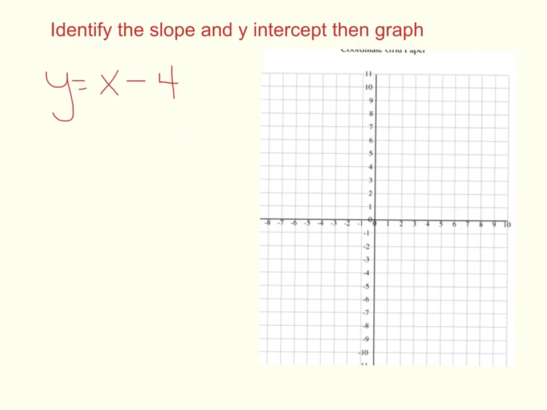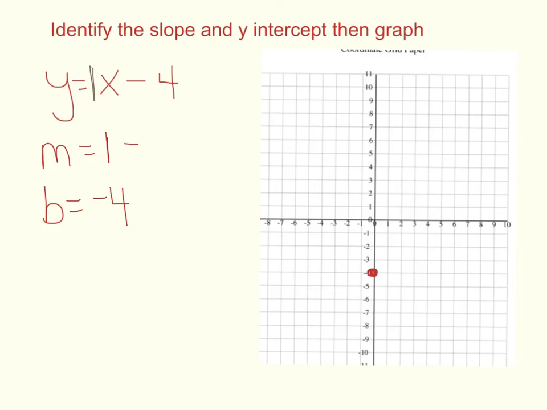All right, here we have y equals x minus 4. In this case, our slope is the number before the x. Well, the number before the x is just 1 in this case. So we have an invisible 1 in front of that x. All right, our y-intercept then is going to be negative 4. So we're going to put a dot at negative 4.